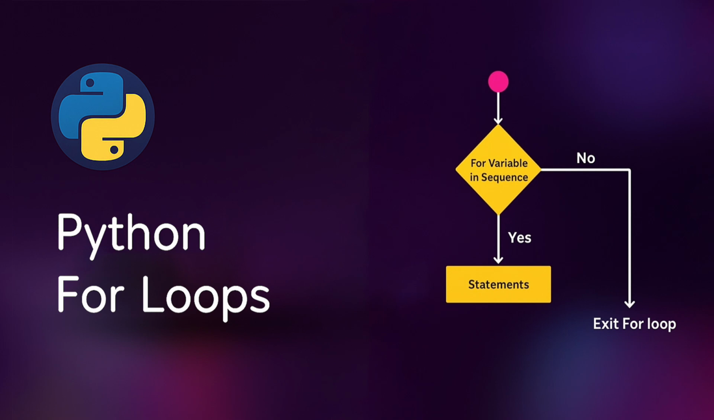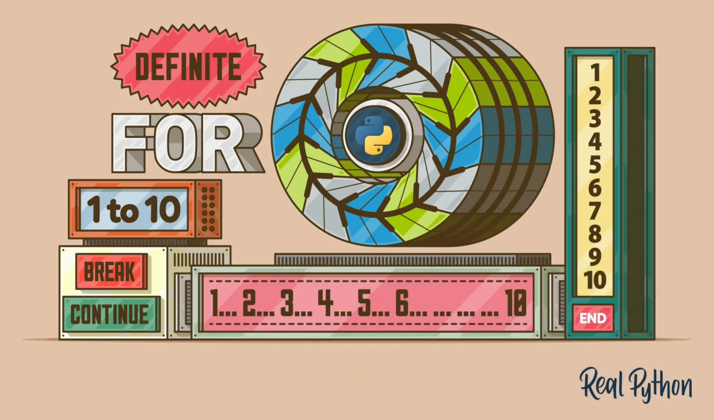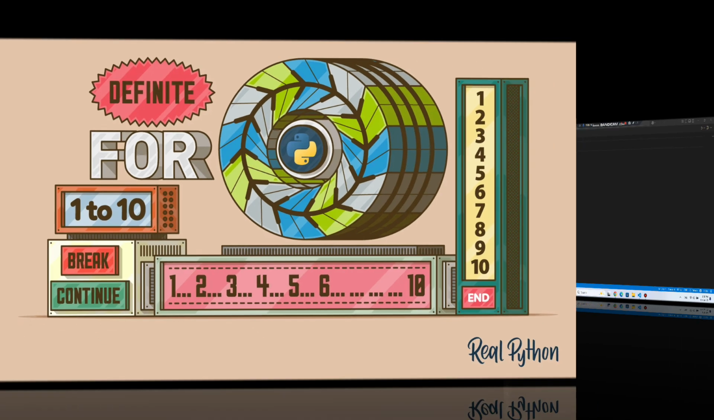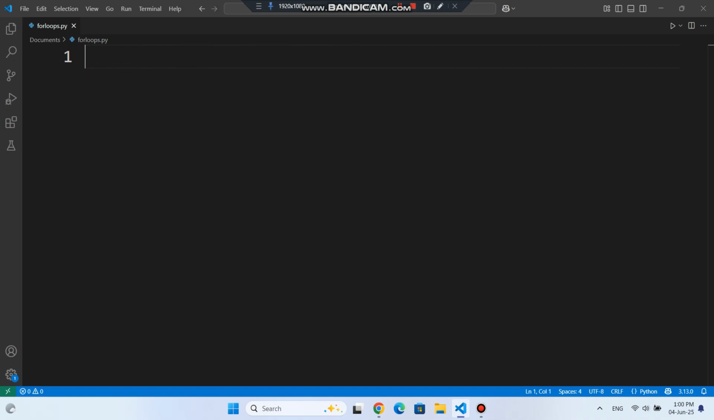Today we're going to learn how for loops work in Python by walking through examples and what they print. A for loop lets you repeat a block of code a certain number of times or once for each item in a sequence like a list or a string. This helps you avoid writing the same code again and again. Let's start with a simple example using the range function.